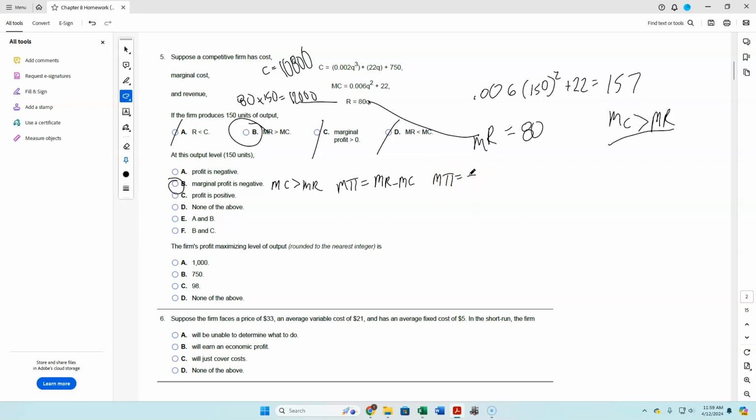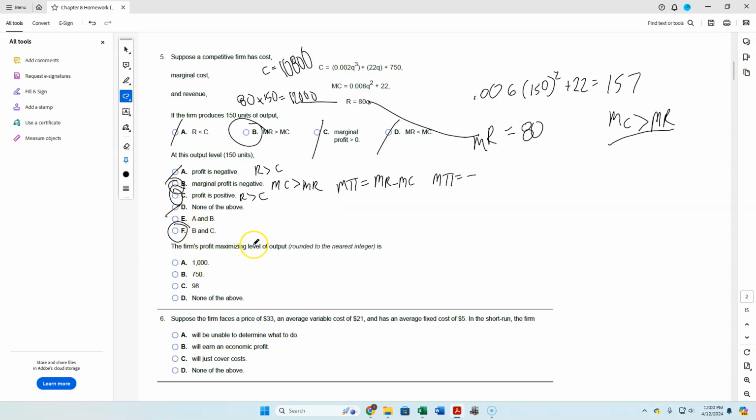Now, the question would be, is profit negative? No, it's not. Profit's actually positive. How do we know that? Because revenue is greater than costs, which we actually found up there. Is profit positive? Yeah, because revenue is greater than cost. We know it's not D. It is both B and C.